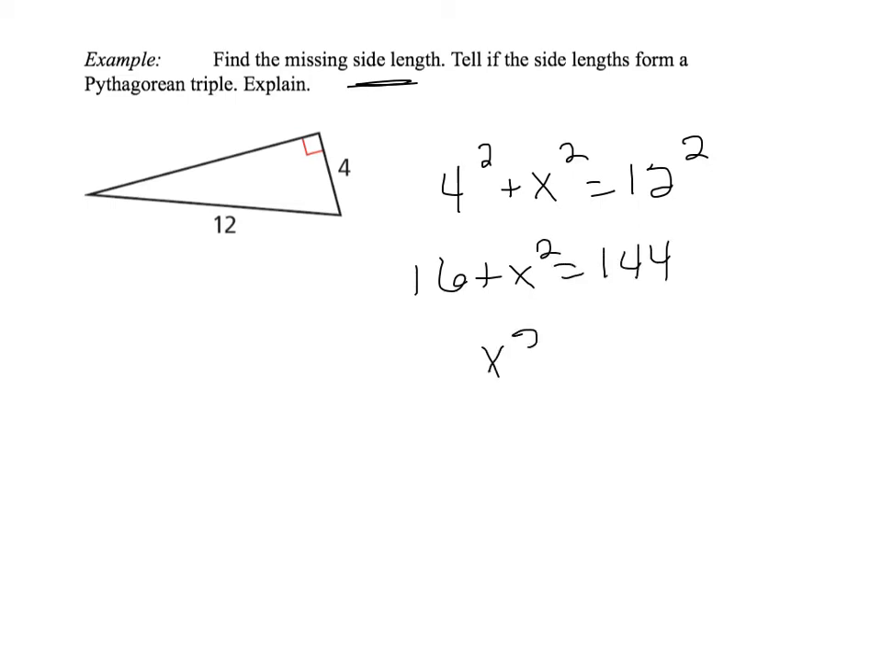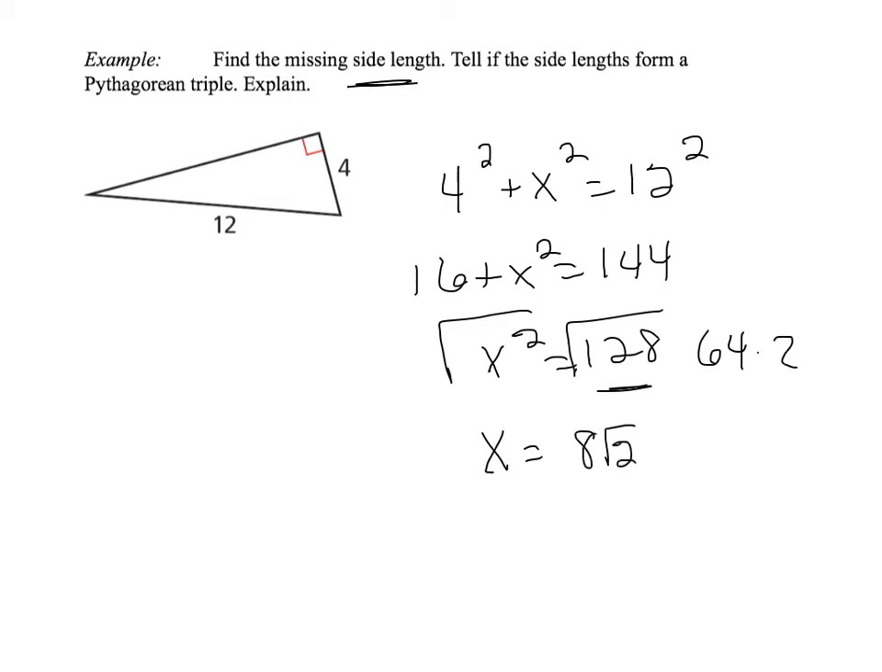So x squared would equal 128. When I take the square root of x squared, do I get a whole number? When I take the square root of 128, do I get a whole number? No, this is actually 64 times 2, so this would be 8 square roots of 2. So no, this is not a Pythagorean triple.